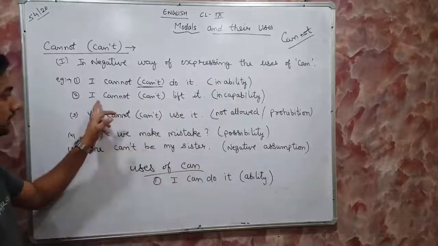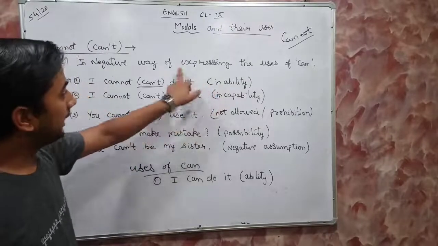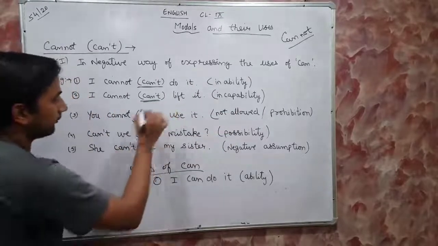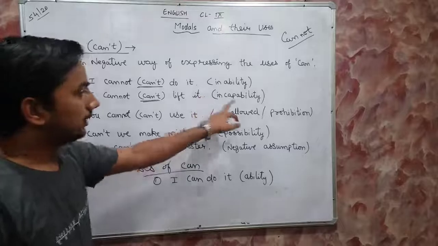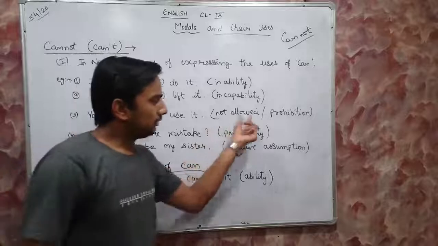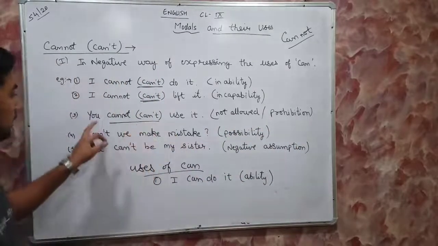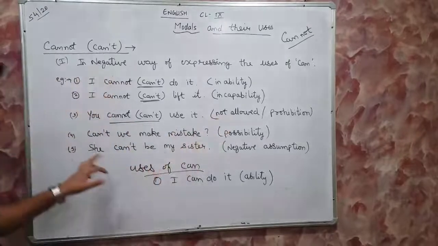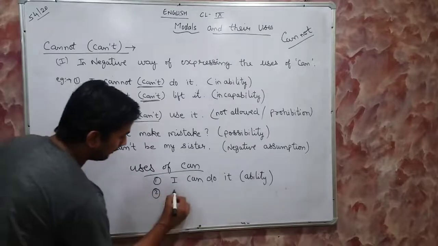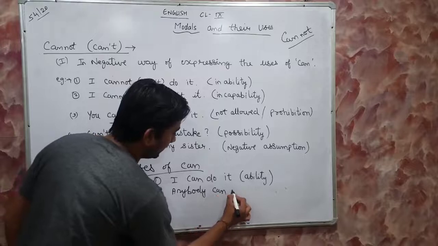Similarly, in can we learnt I can lift it, because it was capability. Now in negative expression we can say I cannot lift it. This is again the short form of cannot. I cannot lift it. It is incapability. Similarly, you cannot use it because you are not allowed or it is prohibited. So what modal will we use? Cannot. You cannot use it. Can't we make a mistake? In can we learnt anybody can make a mistake.